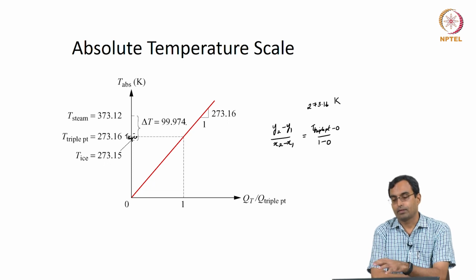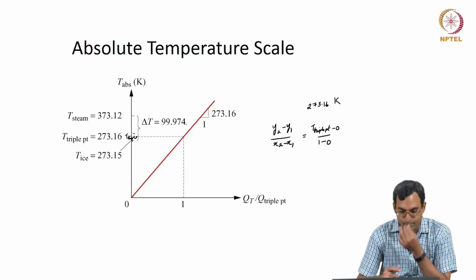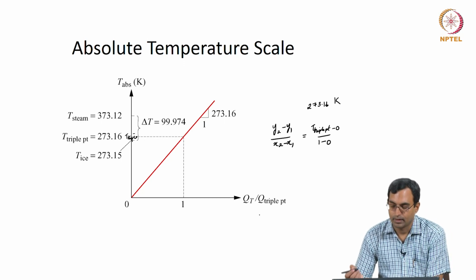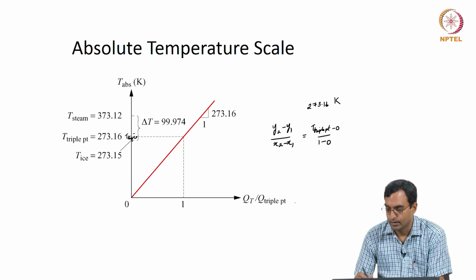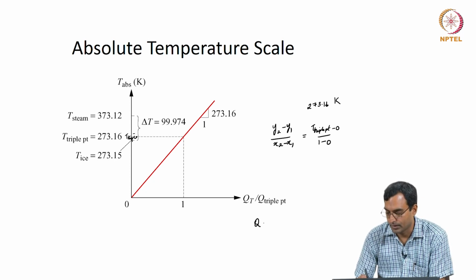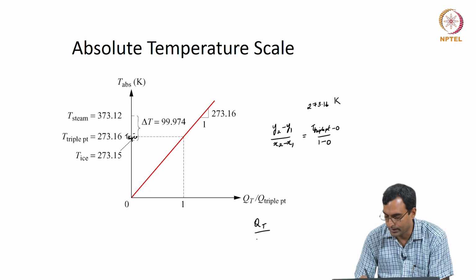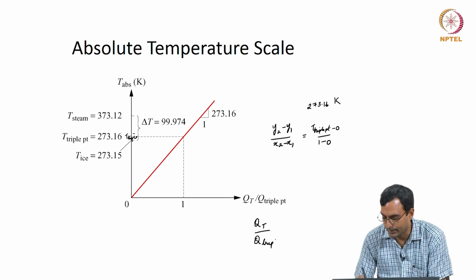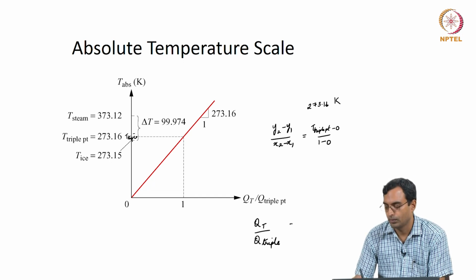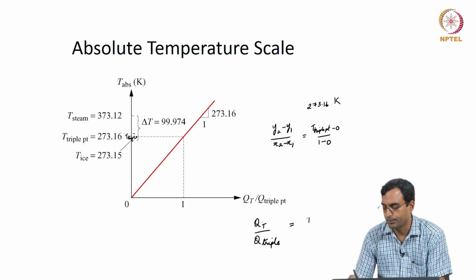And corresponding to that, you can plot all the other data, because if I was now to run a heat engine between any temperature T and the triple point, the ratio of the heat transferred would be essentially the temperature at T divided by the temperature at the triple point.